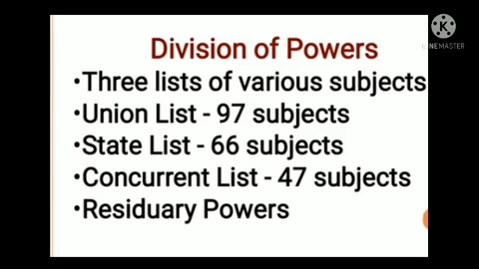Both the governments can make laws on the subjects included in the concurrent list. If a subject comes up that is not included in any of the lists, the union government is entitled to make laws on it, and these powers are termed residuary powers.